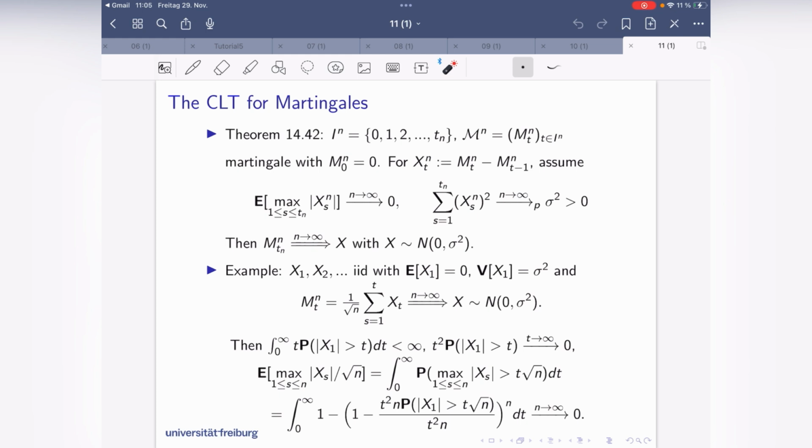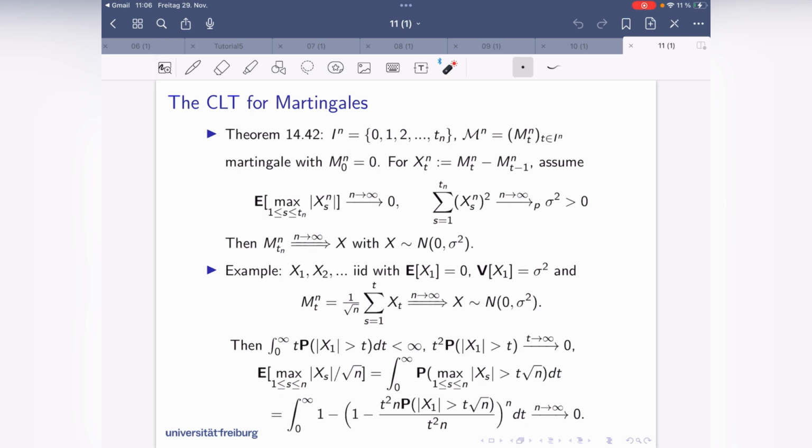So we have the following. X is this martingale difference. The maximum of the X goes to 0 in L1. And the sum of the squares of these differences up to Tn, as n goes to infinity, converges weakly to some sigma squared. Then the martingale at the end time point converges to a normal distribution. So it's a central limit theorem because we have convergence to a normal distribution.